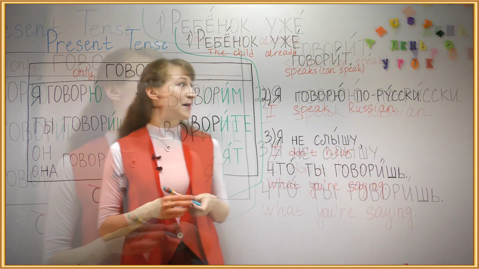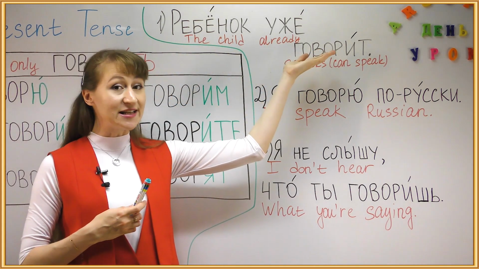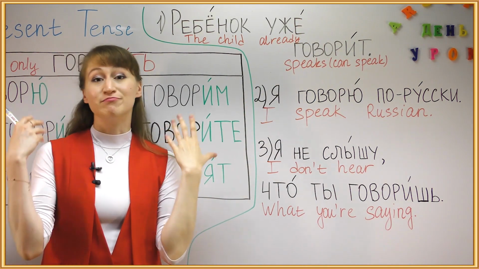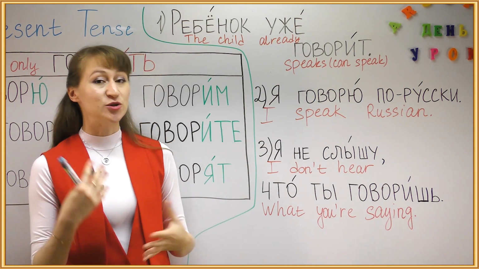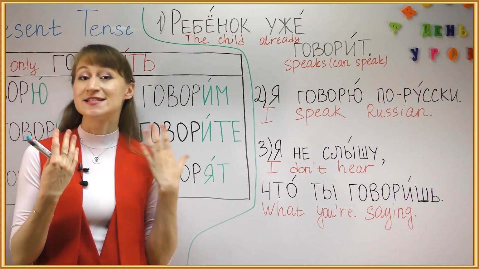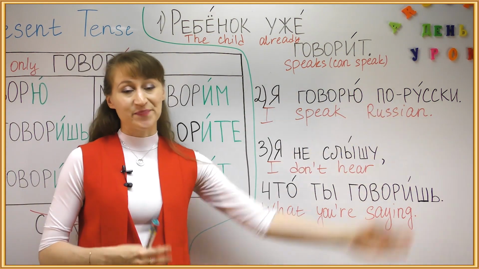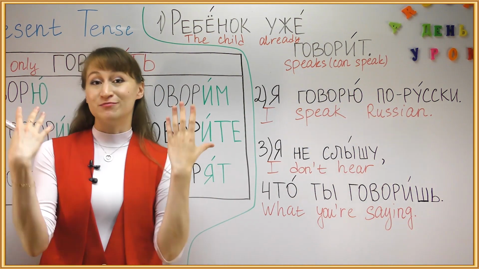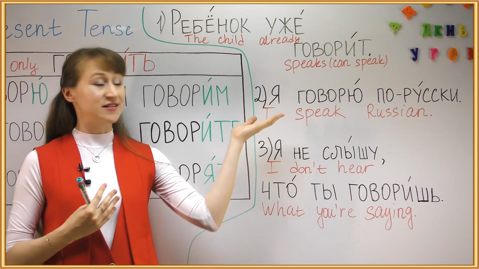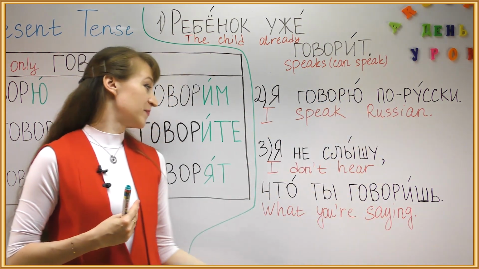And some examples. Ребенок уже говорит. So here we have this idea of being able to speak, to produce speech. So the child can already speak. Я говорю по-русски. The idea of being proficient in the language, having language skills. I speak Russian. Я говорю по-русски.